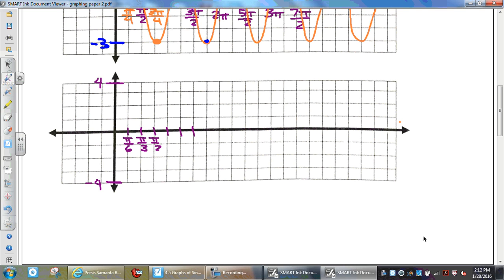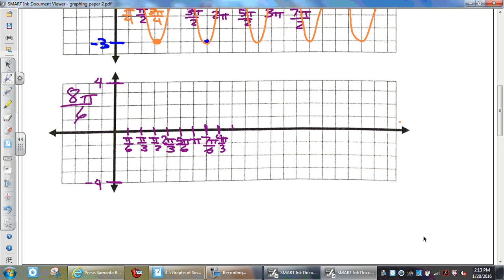Is that right? Yes. Okay. 4 pi over 6, which is 2 pi over 3. 5 pi over 6. 6 pi over 6, which is pi. And then 7 pi over 6. And then 8 pi over 6, which is what, Vidyani? So 8 pi over 6, that's 4 pi over 3.